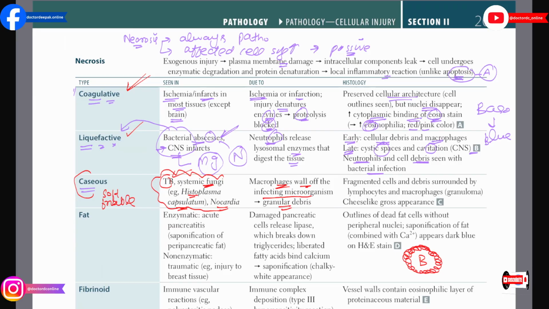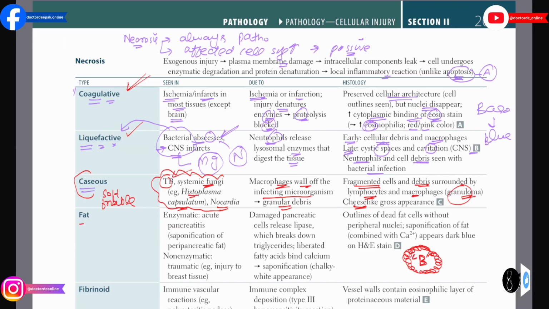Then if you see this caseous necrosis under histology, you will see fragmented cells and debris which are surrounded by lymphocytes and macrophages, which is called a granuloma. So in the center you will get the bacteria, like Mycobacterium tuberculosis, and on the side of this bacteria you will get the lymphocytes and the macrophages, and this complete structure is called a granuloma. If you see this granuloma under histology, it has a cottage cheese like appearance. So if they give you a histology image and ask in which kind of necrosis you will see the cottage cheese appearance, then it is seen in caseous necrosis.